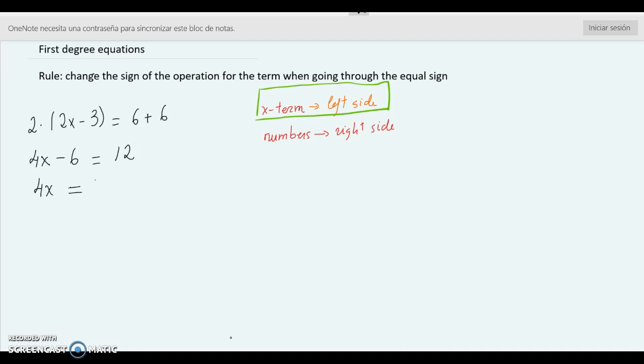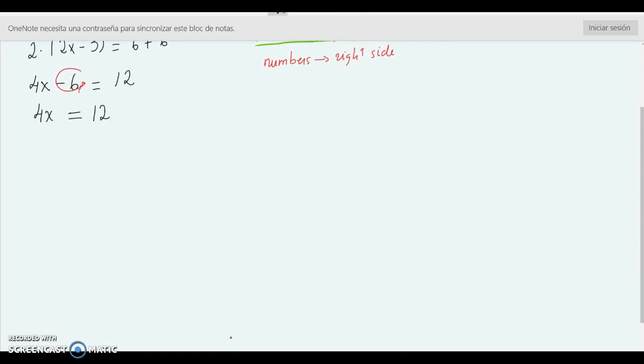4x equals 12. And now I have to move this minus 6. It's a number, sorry, so I have to move this number next to the 12. After the 12 or before the 12, it doesn't matter. I need to change the sign, so this will be plus 6. For x equals 18.